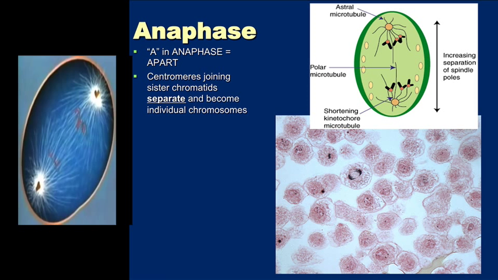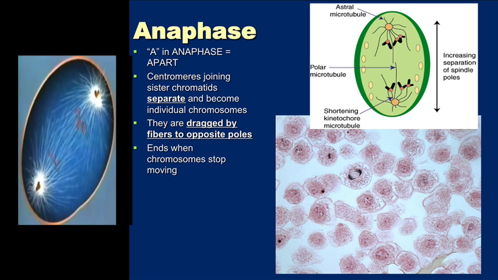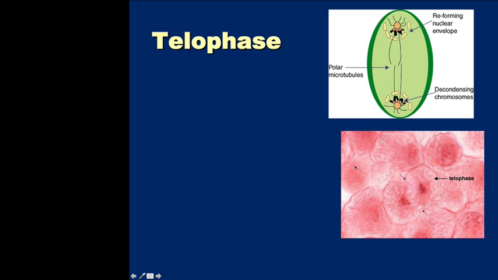So when we're looking at our slides trying to find cells going through anaphase, it's going to be a little bit more difficult because they don't spend as much time in this stage of mitosis. So these sister chromatids are pulled to opposite poles. Then as soon as this is done, we're going to get into our next phase, which is telophase, and our last stage of mitosis, but not the end of cell division. The last stage of mitosis is what we call telophase.